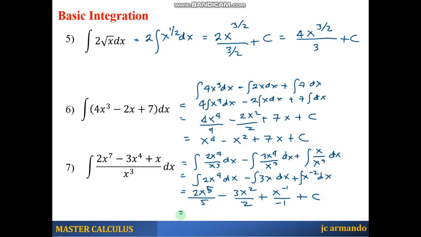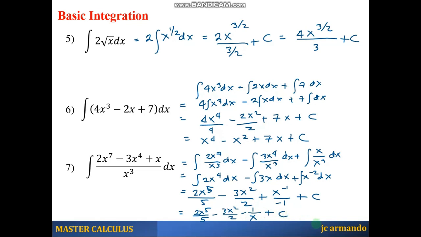So, therefore, ang answer natin ay magiging 2x to the 5 all over 5 minus 3x squared all over 2. So, positive negative, so minus 1 over x to the negative 1, so x to the 1 or x, plus c. Okay? So, yan na yun.